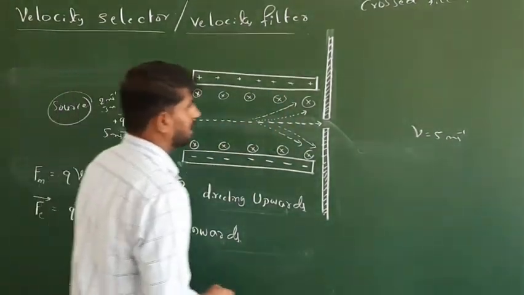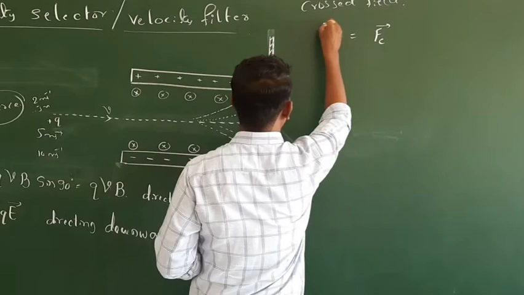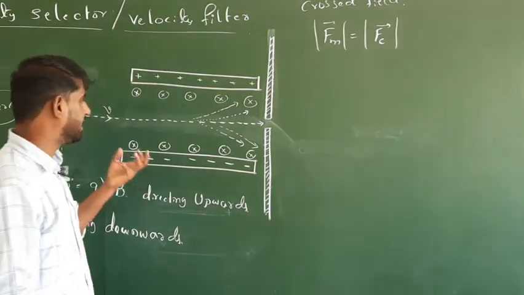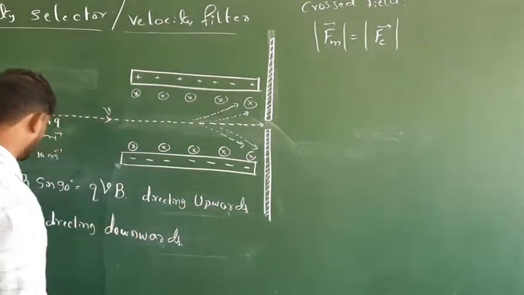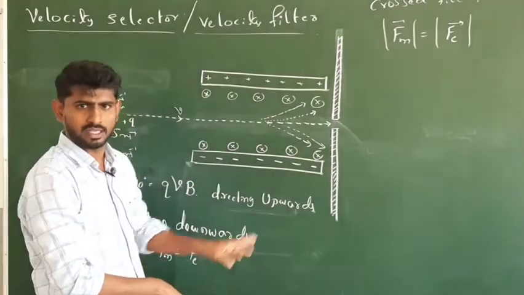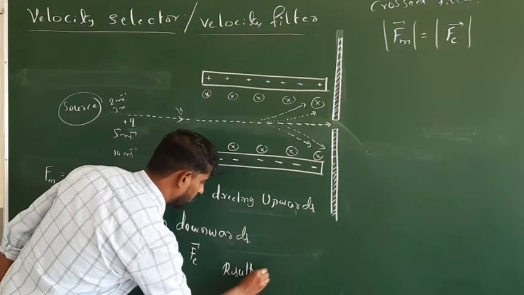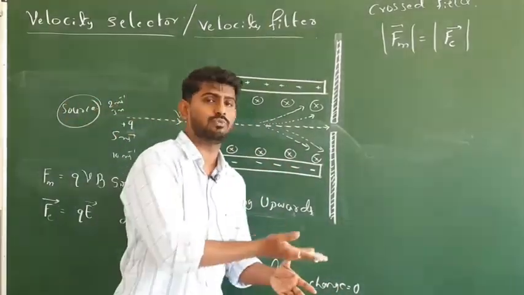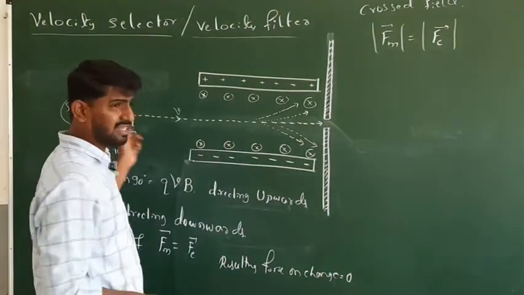Suppose both are the same, like Fe equal to Fm. The magnetic force and electric force are equal in magnitude. Then what happens? The sum of those two forces will be 0 if Fm is equal to Fe. See, Fm and Fe are in opposite directions and their magnitudes are equal. Then the resultant force on the charge is equal to 0. If the resultant force on the charge is 0, it neither moves upward nor downward. It will move in a straight line path as originally.